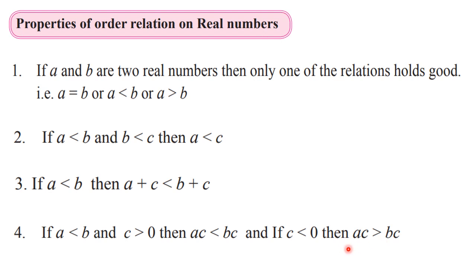So if we multiply both sides of an inequality by a negative number, then the sign gets reversed. You can observe here we have the less than sign, but here we have the greater than sign. That means if A is less than B and if C is negative, or C is less than 0, then we have AC is greater than BC.